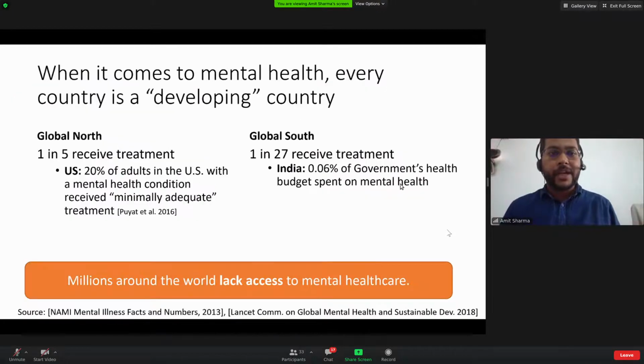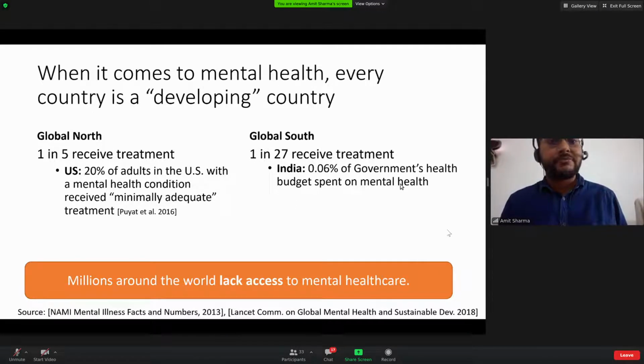Now, with that grim background, the other very alarming thing about mental health is that it's not that some countries have figured it out. Studies show that even in rich countries like the US and Europe, only 20% of adults actually receive some kind of treatment. And similarly, in the global south, the low and middle income countries like India, I guess many of you may already be aware from your experience that it's really bad, right?